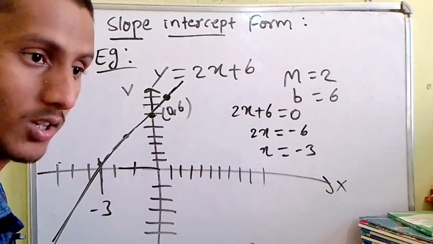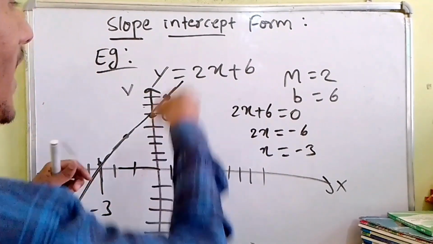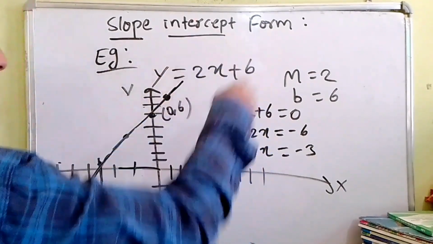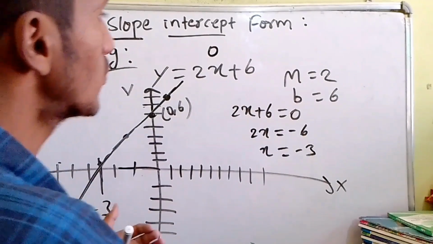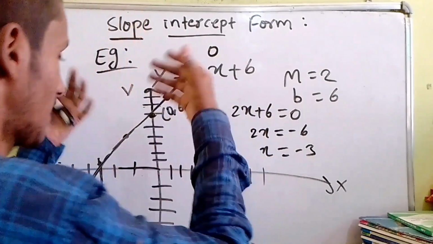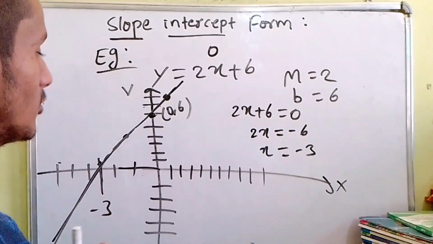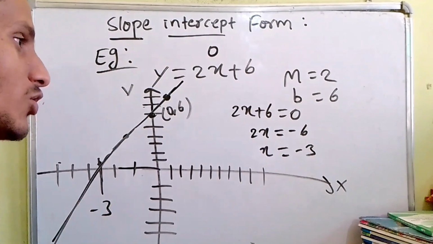Get what I'm doing? This is how I draw the graphs. You can also do it by putting in different points. If you put in 0, what do you get as its output? If you put 1 into it, what do you get as its output? Note them down, and then I can plot it on the XY plane. That is another way to do it.